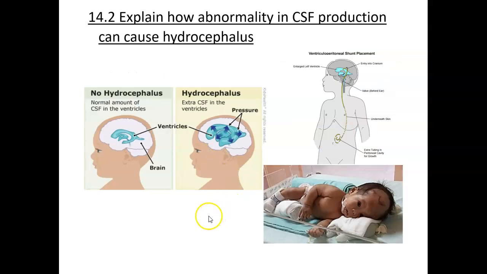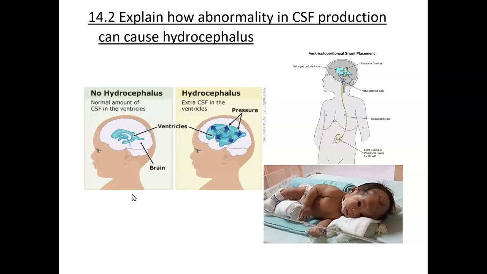Another thing that can happen with cerebrospinal fluid, it says, explain how abnormality in cerebrospinal fluid production can cause hydrocephalus. Hydrocephaly refers to water on the brain. So here they're showing you that a normal brain actually has some spaces inside. These spaces are called ventricles. And we said that cerebrospinal fluid flows inside those spaces and around the brain and then down the spinal cord.